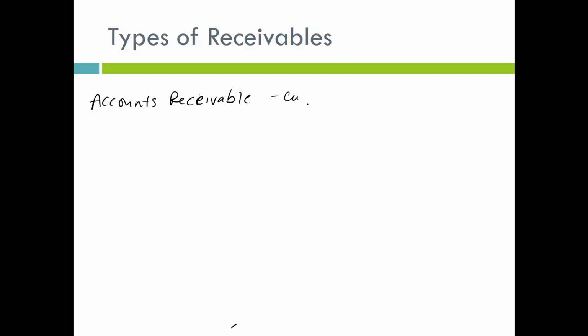And so on our balance sheet it shows up with the current assets because this is money that we are expecting to receive very soon. It's very short term, usually 30 to 60 days we expect to receive this money, if not less. This is what we call trade credit.